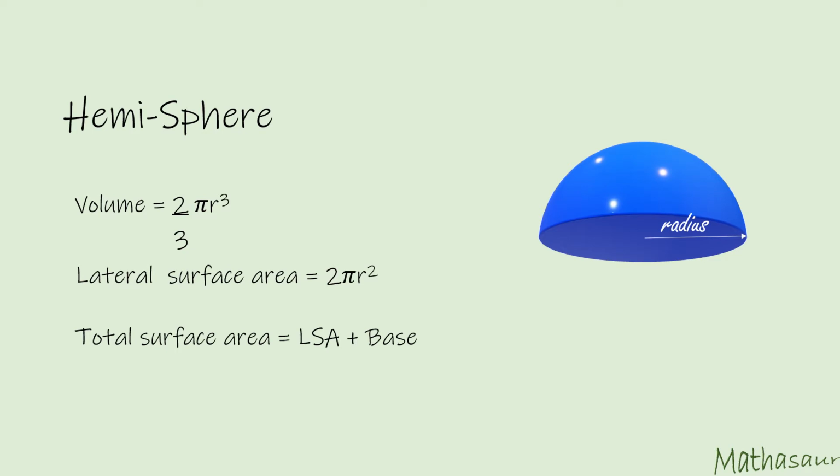However, the total surface area of a hemisphere is slightly different because there is a base. So the lateral surface area, which is 2 pi r square, plus the base, which is a circle, or pi r square. So the total surface area comes out as 3 pi r square.